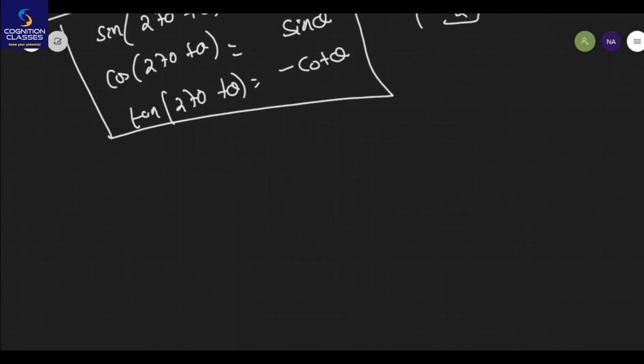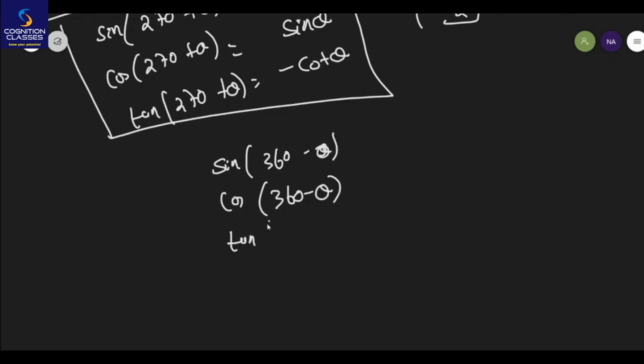Let's move to the axis of 360 degree now. Let's start with minus theta first: sine 360 minus theta, then cos 360 minus theta, and then tan 360 minus theta.